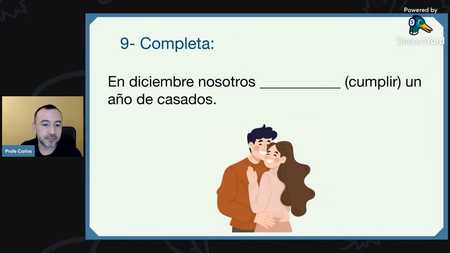Number 9. Completa. Now I want you to give me the auxiliary and the past participle. En diciembre, nosotros, un año de casados. En diciembre, nosotros, un año de casados. So what do we have? Take your time, type it down. There's no rush. The important thing is for you to practice.